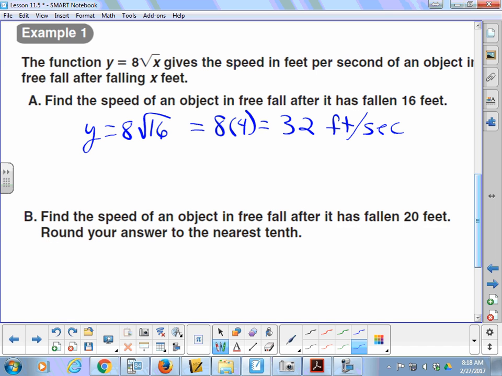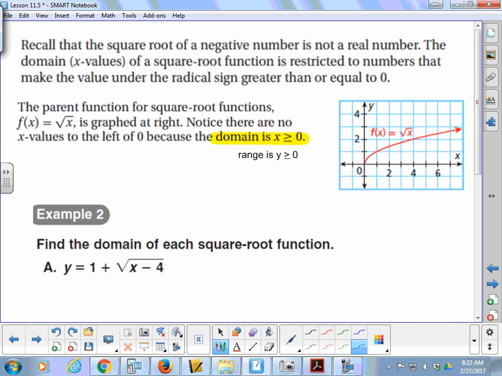So find the answer to B, and then once you've got that done, you need to get your Chromebook out and go into Desmos, because we're going to use Desmos then for a little bit. So find B, and then get your Chromebook out. All right, so we're going to look at some effects of changes in the square root function.